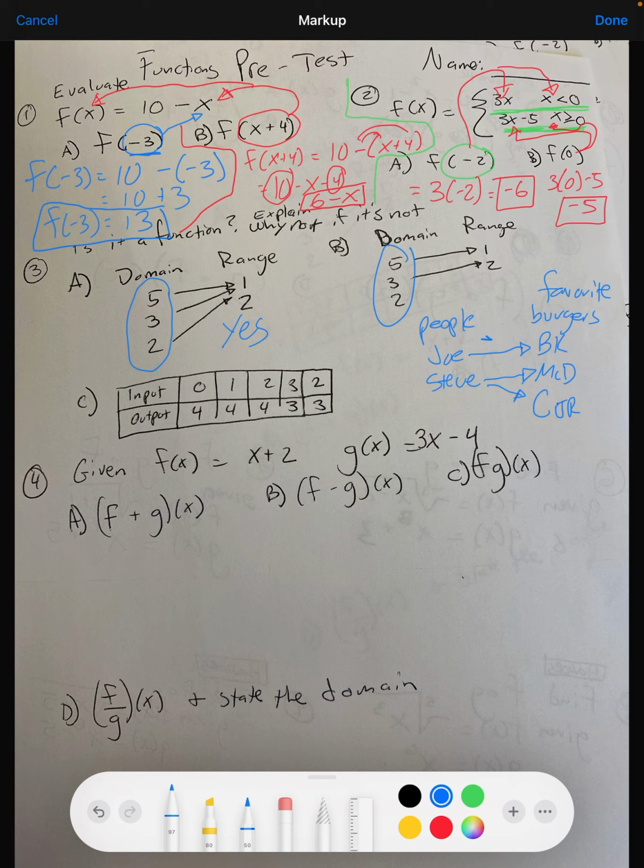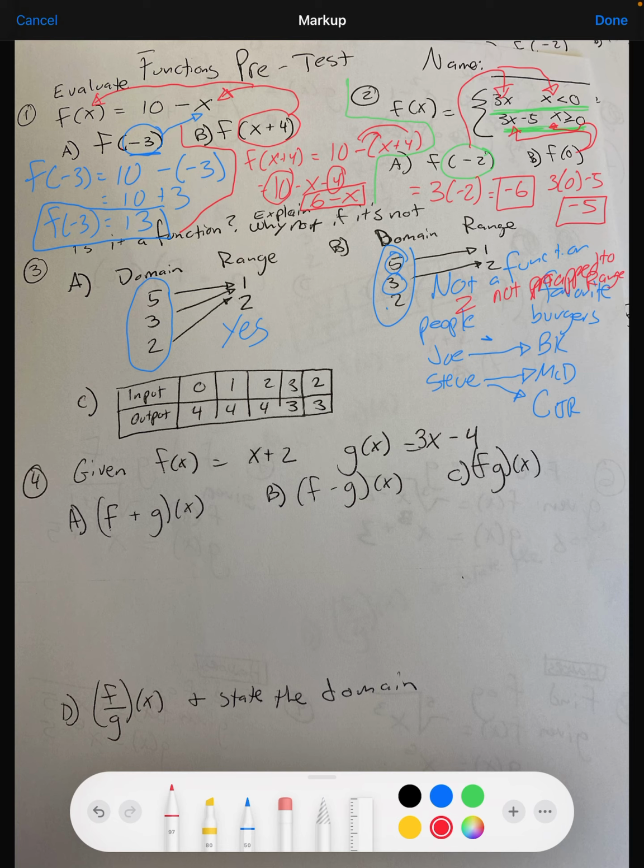Here is everything, everyone in the domain eating? Meaning, does everyone in the domain have a favorite or is mapped to something in the range? 5 and 3 are, but not 2. So therefore, not a function because 2 is not mapped to the range.